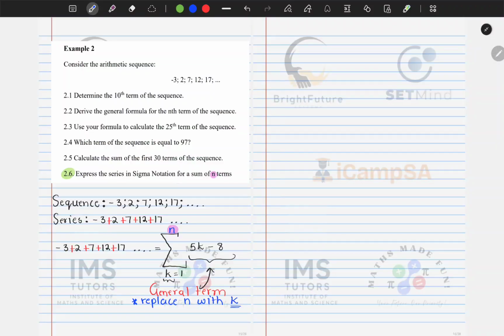I hope you understand, and this really helps you in getting comfortable with sigma notation. Next we'll look at example 3, which further solidifies our understanding of arithmetic series and sequences.